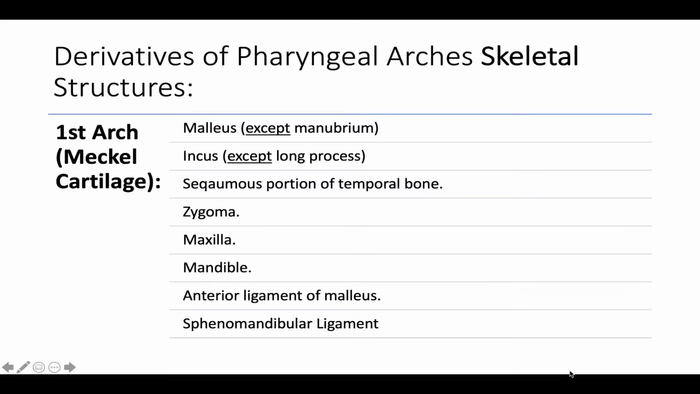So coming to the second domain, which is the skeletal structures. In the first arch, which is called Meckel cartilage, we have several structures. The malleus is in its entirety from the first arch, except the manubrium. We'll see from where it comes. Incus, same thing, except the long process. The squamous portion of the temporal bone. Squamous portion is very important to distinguish. Zygoma, maxilla, mandible, the anterior ligament of the malleus, and the sphenomandibular ligament. These are the first arch skeletal structure derivatives.